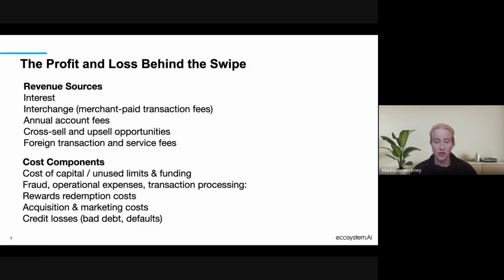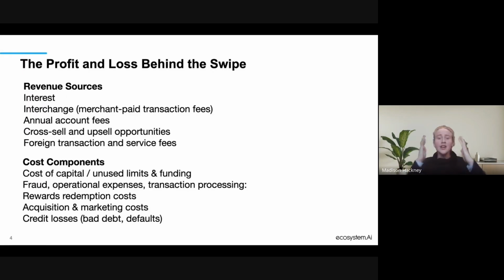Now, looking at the cost components. One of the ones I want to focus on is the cost of capital, or the unused limits and funds that goes into a credit card when a bank issues a credit card. The cost of capital is the money that a bank has to set aside for every person that has a credit card and the amount that they have been set on that credit card. So, for example, if a bank has, let's say, 10 customers that have credit cards, and each customer has a set limit of $10,000, the bank has to keep aside $100,000 in anticipation that every customer will use their set $10,000.